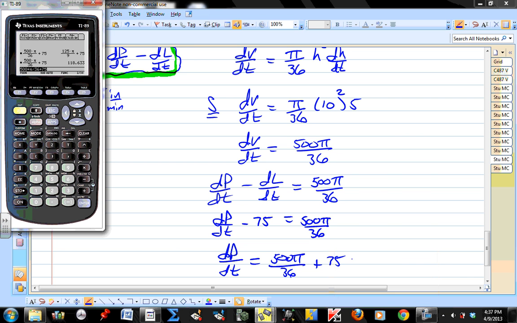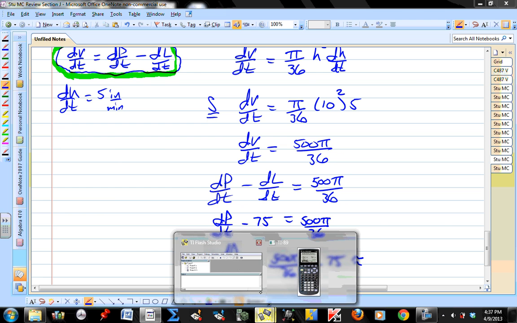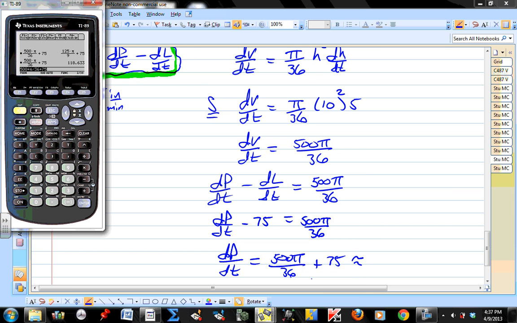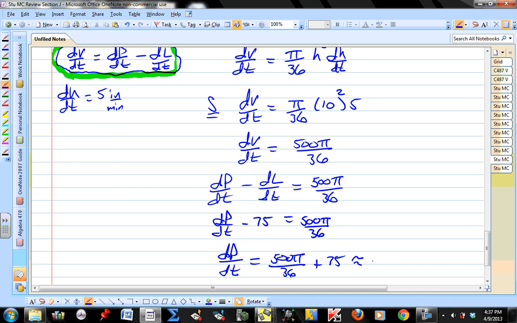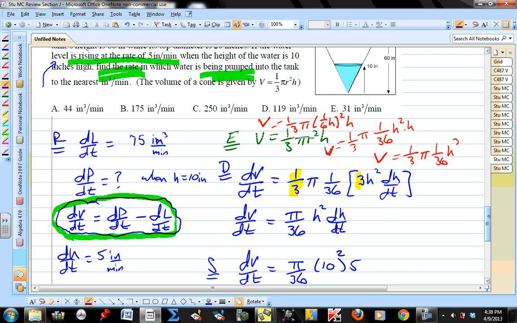Now we'll just go to our calculator and type this in. And you see we're going to get dP/dt is about 118.633 inches cubed per minute when h equals 10 inches. Okay, well, this is our answer, 118.633 cubic inches per minute. Let's go see which one matches our choice. That's right, they rounded everything to the nearest integer. So our answer is D, 119 cubic inches per minute.